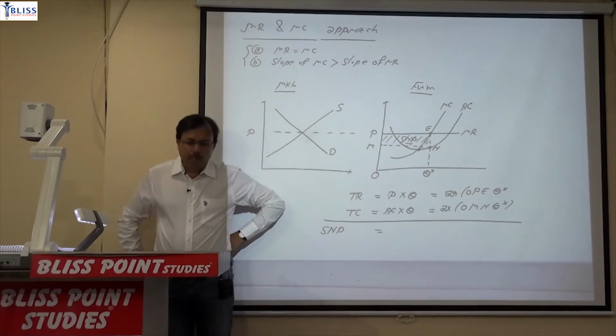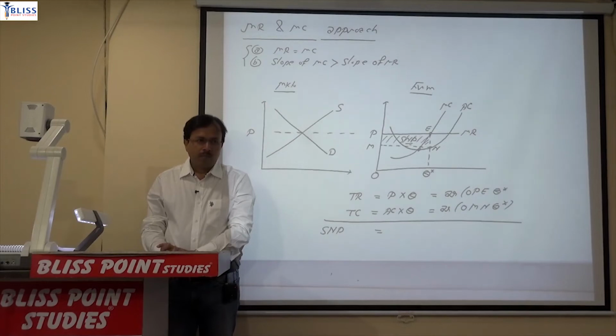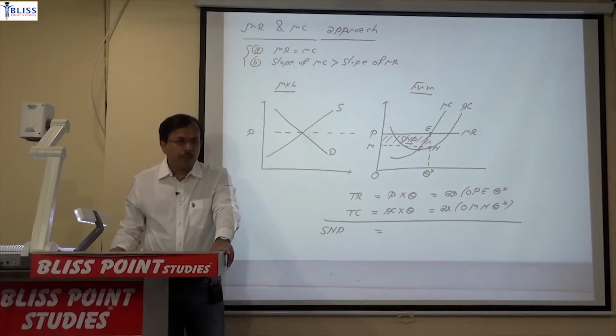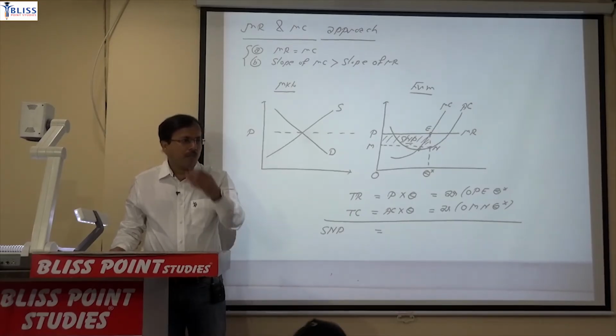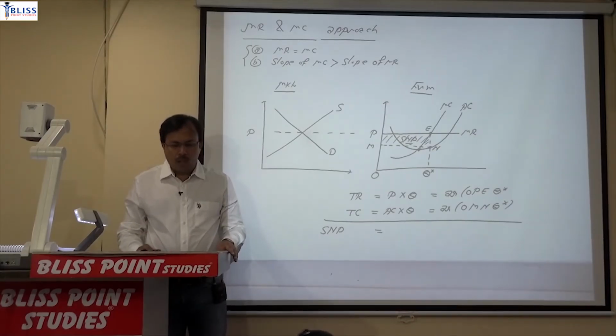Right on. The firm is in equilibrium at the level of output defined by intersection of MR and MC curve.